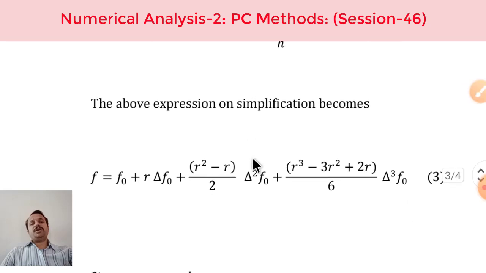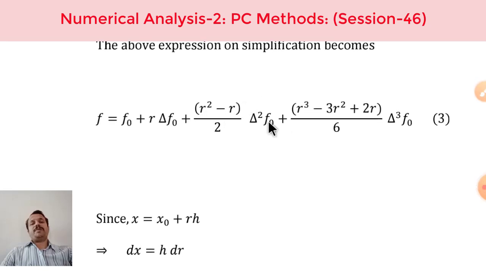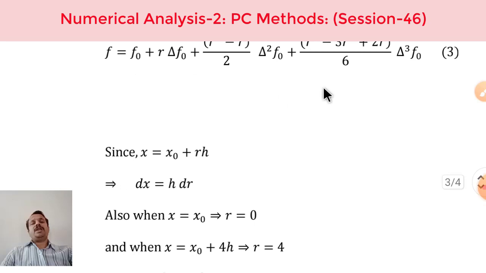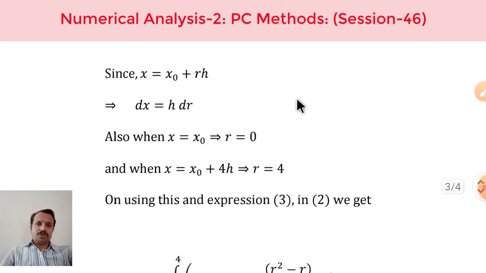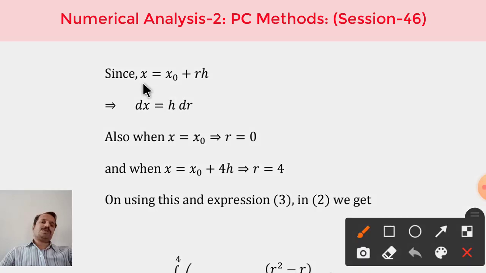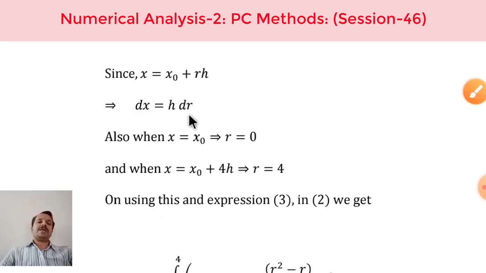So here we have got this simplified expression in 3. Now let us use this expression x is equal to x naught plus rh. So dx is nothing but the differential of x. The differential of the constant x naught is 0, h as it is a constant, and the differential of r is dr. So now we can write in place of dx, h dr. We are happy. Now we can replace dx with h dr, no problem.